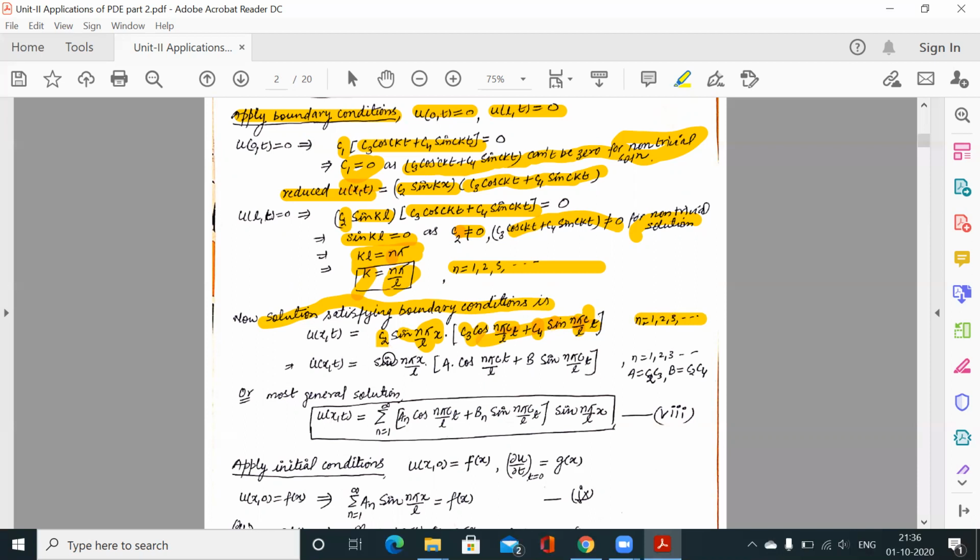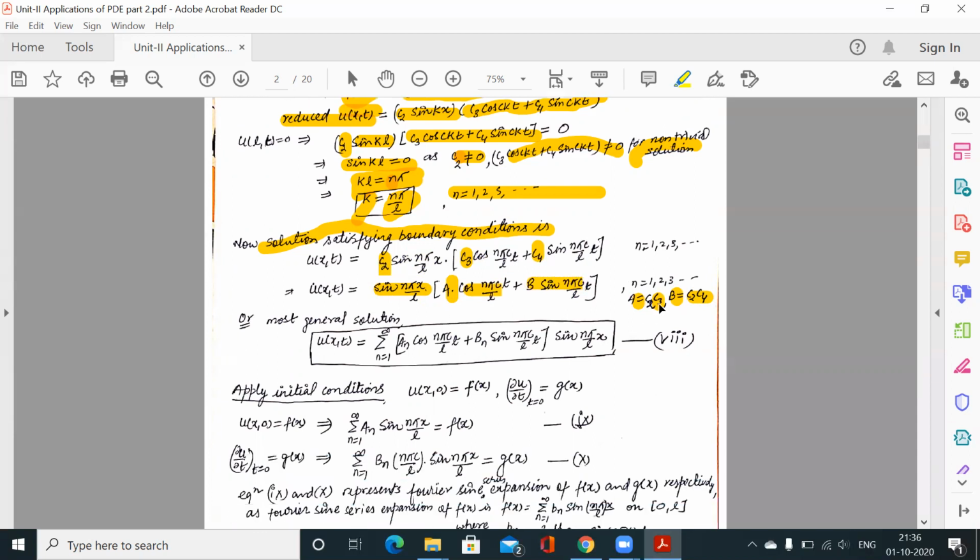So now we are multiplying this C2 inside the bracket. So C2 into C3 we have written as A, and C2 into C4 we have written as B. So this is sin n pi x by L, A cos n pi ct by L plus B sin n pi ct by L.